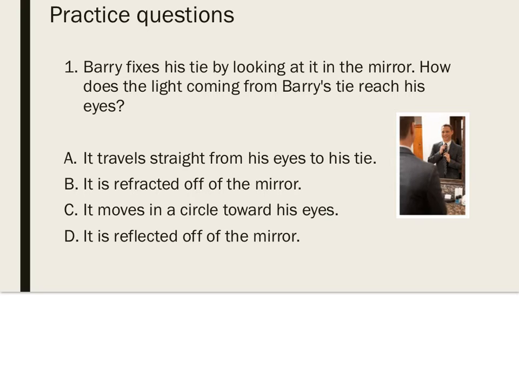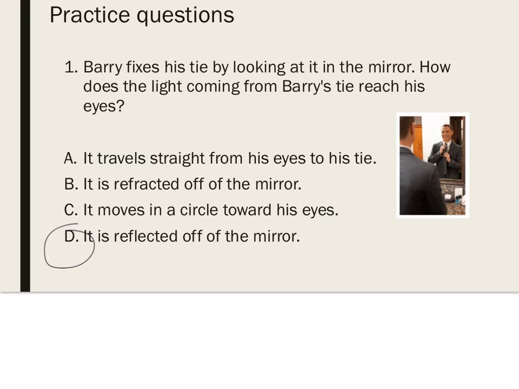All right, so light bouncing off of Barry's tie is reflected off of the mirror. So D, it is reflected off of the mirror and then travels towards his eyes.